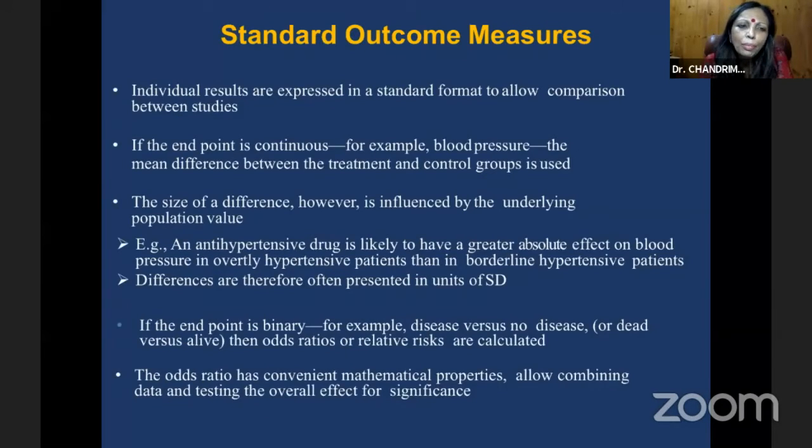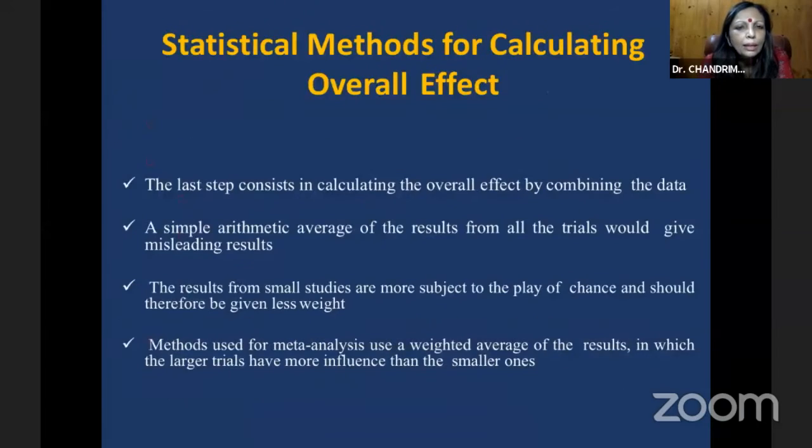So standard outcome measures, I've actually gone through them, but individual results are expressed in a standard form. If the endpoint is continuous, for example, if you're talking about blood pressure, the mean difference between the treatment and the control groups is used. And if the endpoint is binary, for example, disease versus no disease. It can't be dead versus alive that way. And statistical methods for calculating the overall effect.